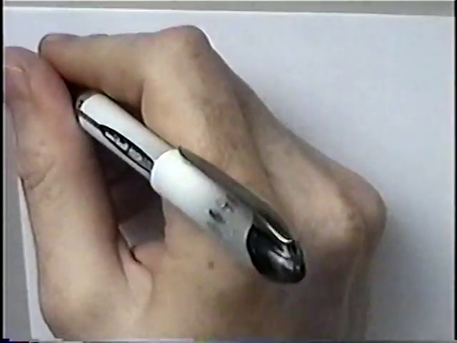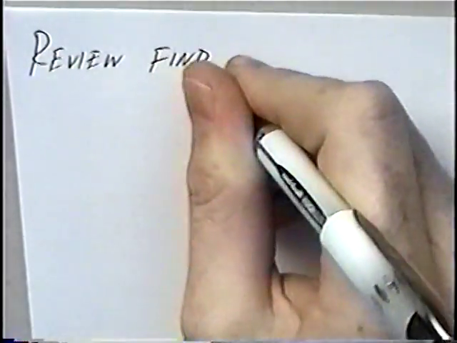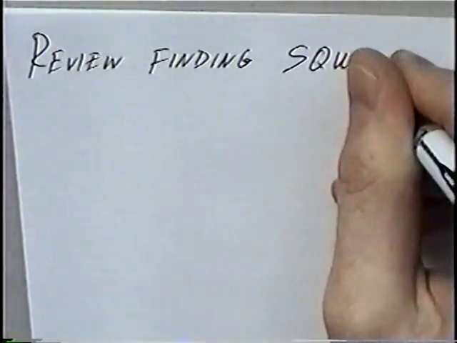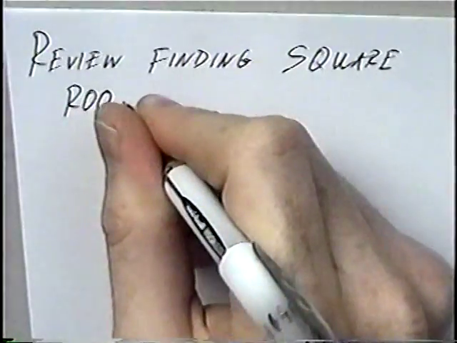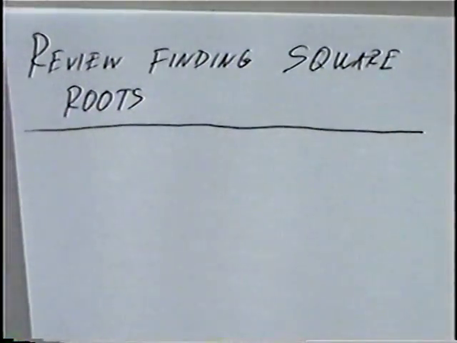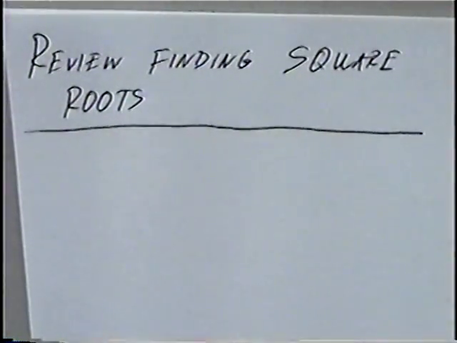Title of the first section is Review, Finding Square Roots. In this section we'll review finding square roots, which again is simplifying radicals.